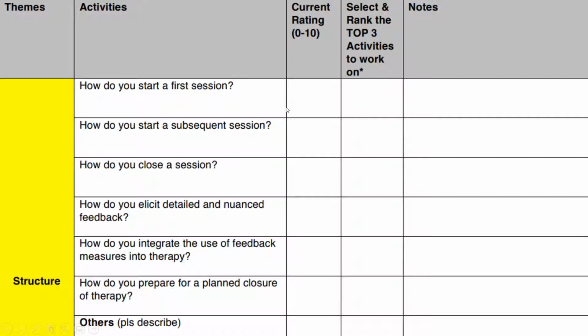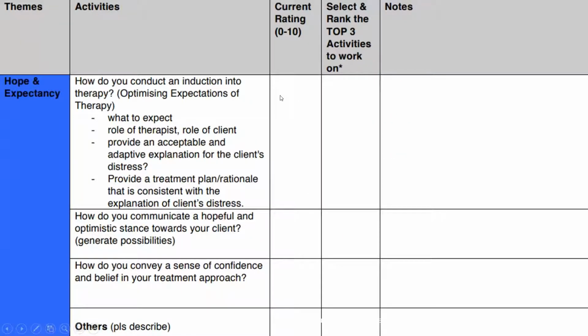these activities and themes. So hope and expectancy, how do I conduct an induction into therapy, optimizing expectations of therapy. So am I talking to them about what to expect? Am I explaining the role of the therapist, the role of the client? Am I providing an acceptable and adaptive explanation for the client's distress? Am I connecting and really understanding where they're coming from or what their distress is about? Am I providing a treatment plan rationale that's consistent with the explanation of the client's distress?